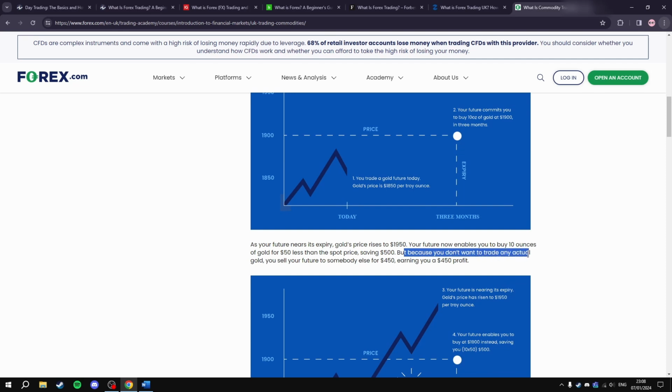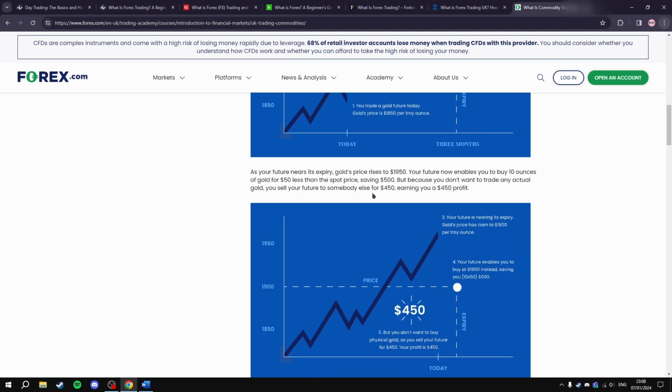But because you don't want to trade any actual gold, you sell your future to somebody else for 450, earning you a 450 profit.